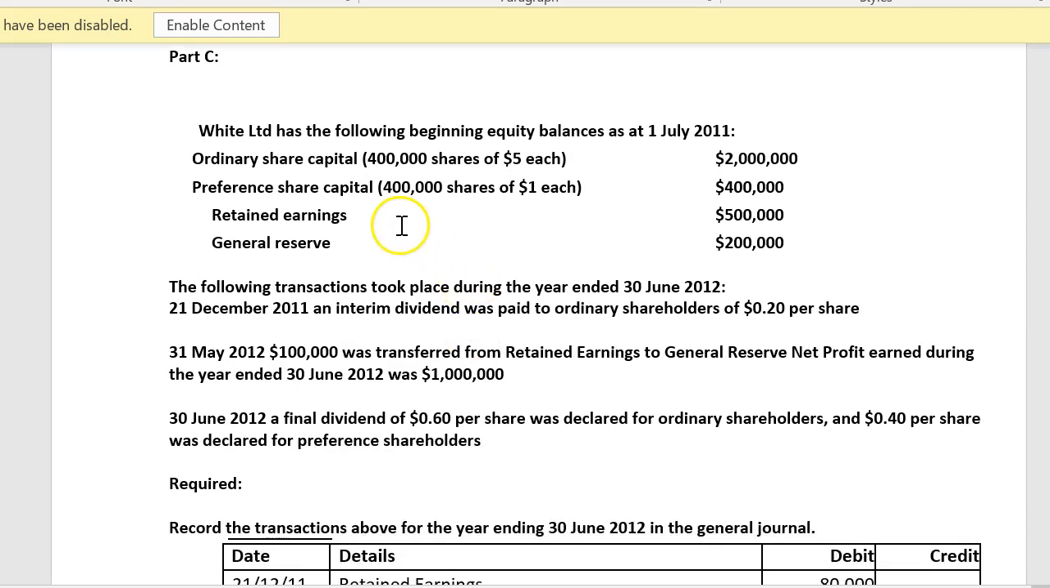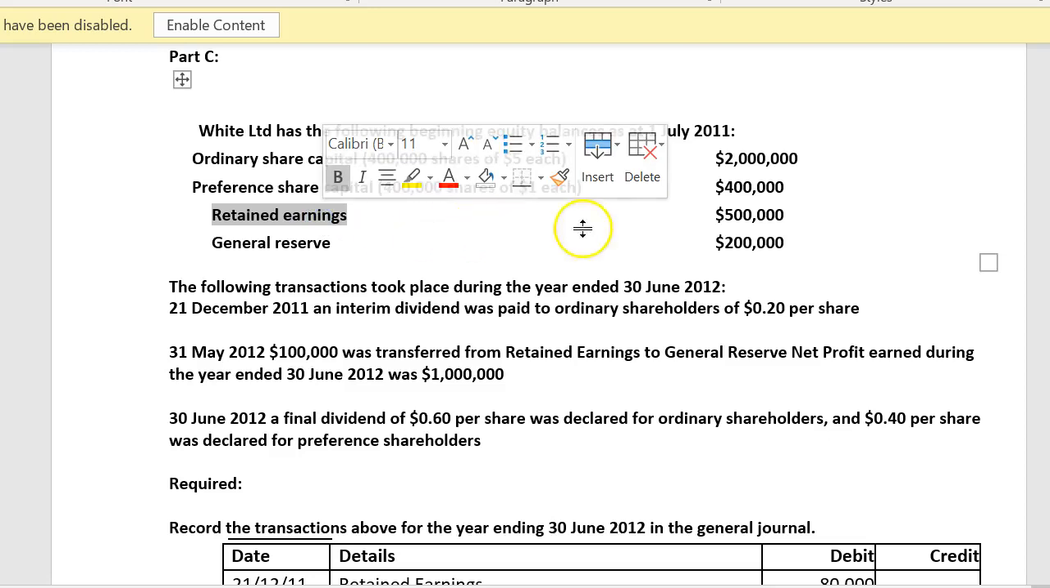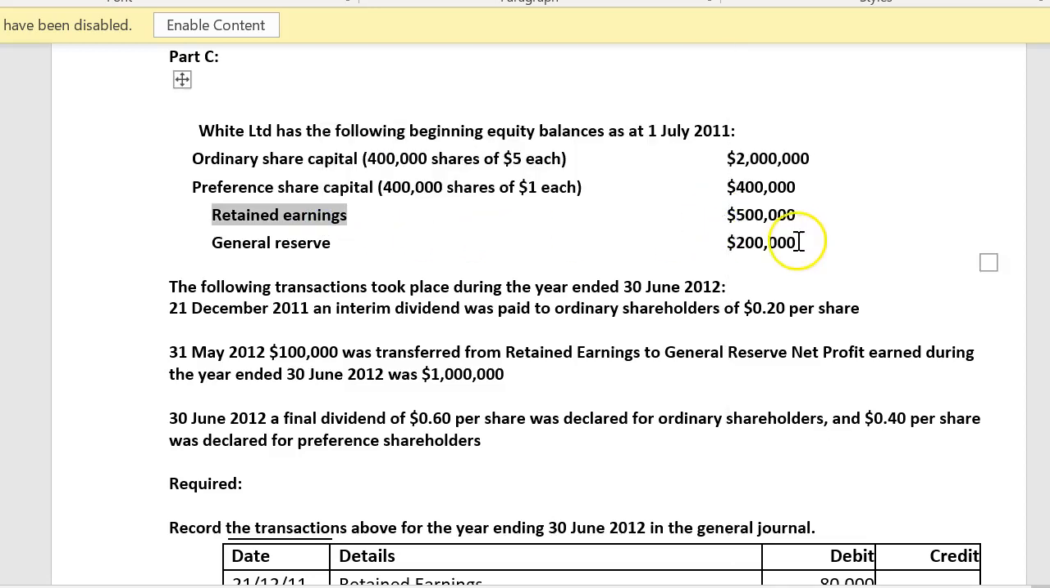Okay, it says White Limited has the following beginning equity balances as at 1st of July 2011. Ordinary share capital 400,000 shares of $5 each, 2 million. Preference share capital 400,000 shares at $1 each, 400. Guys, retained earnings is accumulated undistributed profits, which is an equity account. It had a balance of $500,000. General reserve is also an equity account, has a balance of 200,000.